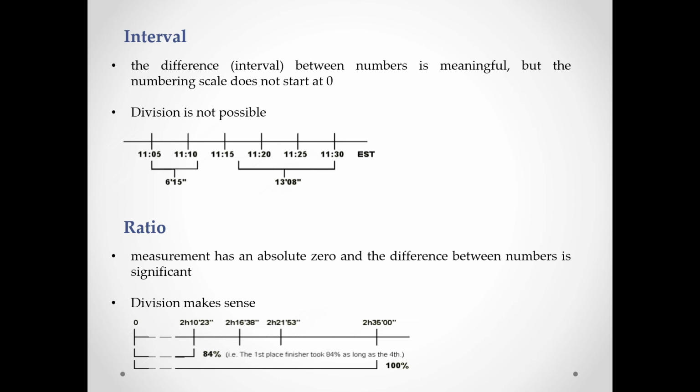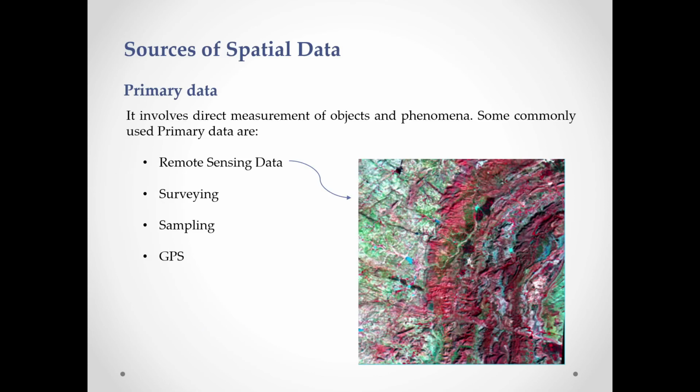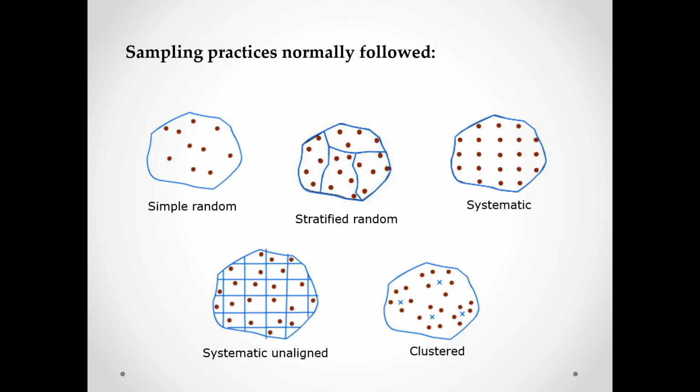There are different types of representation mode. In sources of spatial data, primary data involves direct measurement of objects and phenomena. Some commonly used primary data are remote sensing data, surveying, sampling, and GPS. There are various types of sampling practices, like simple random, where random data are chosen, then stratified random, systematic, systematic unaligned, and cluster.